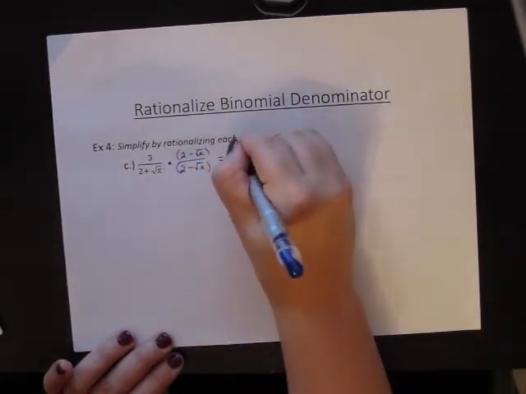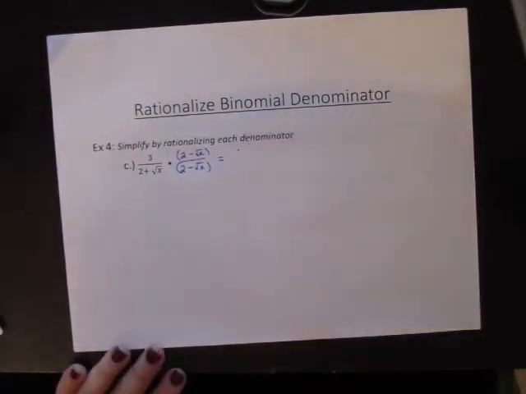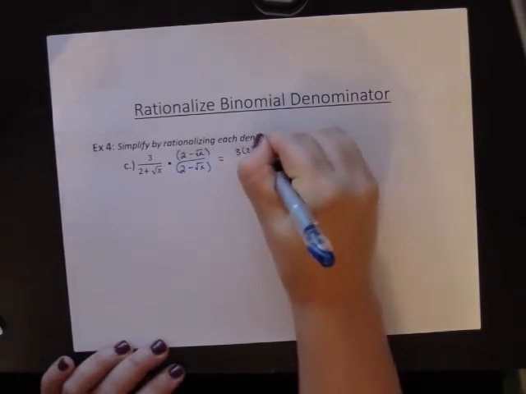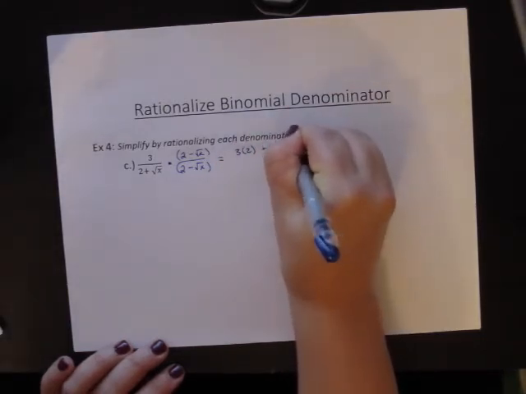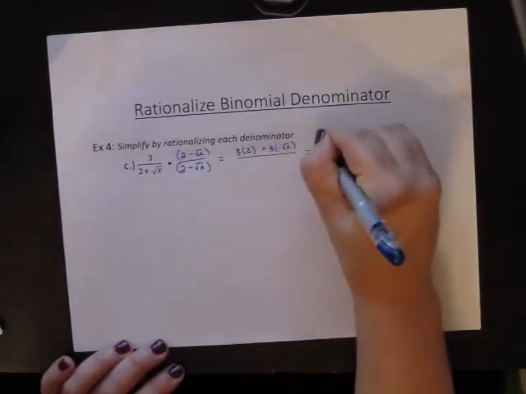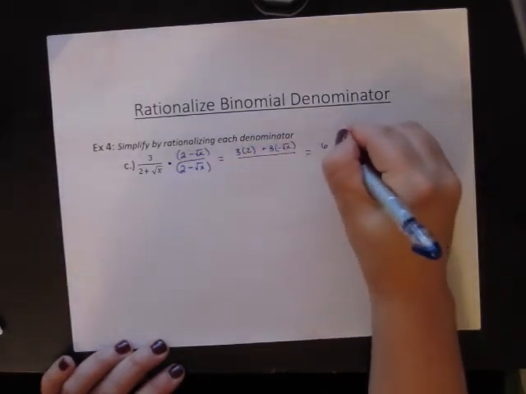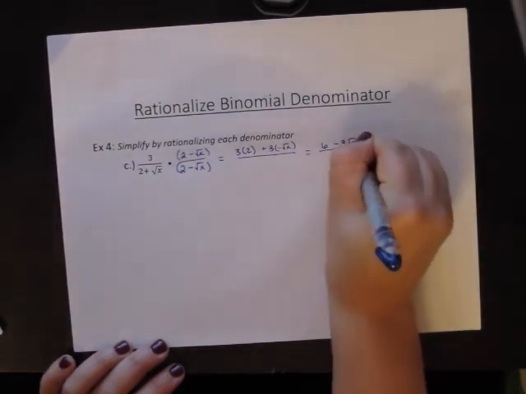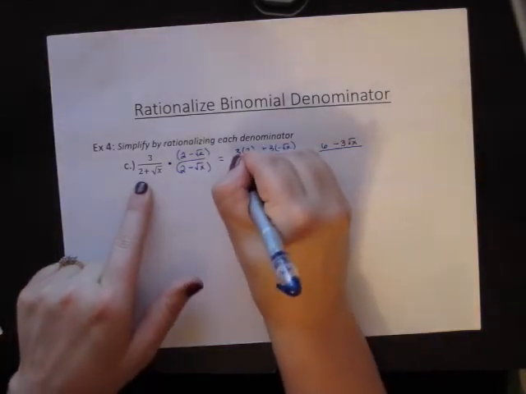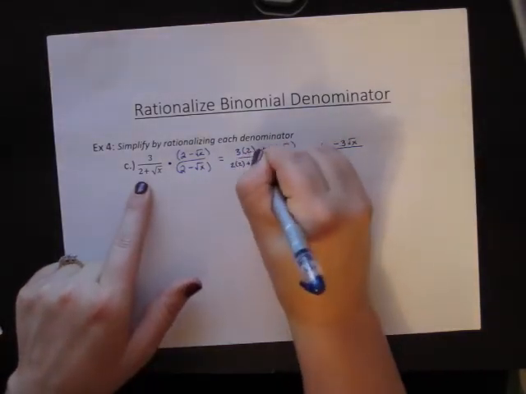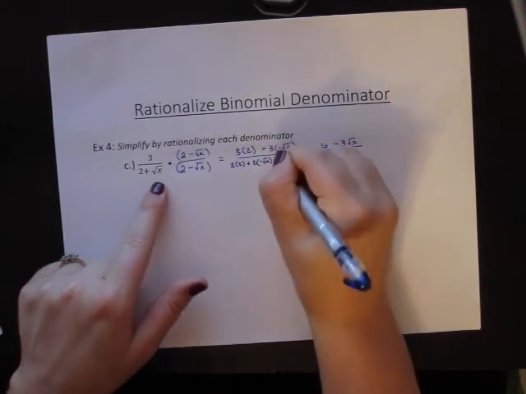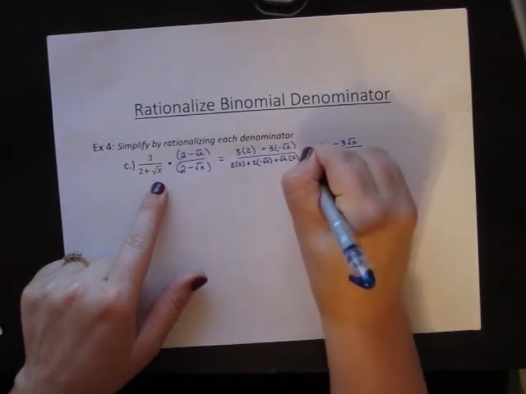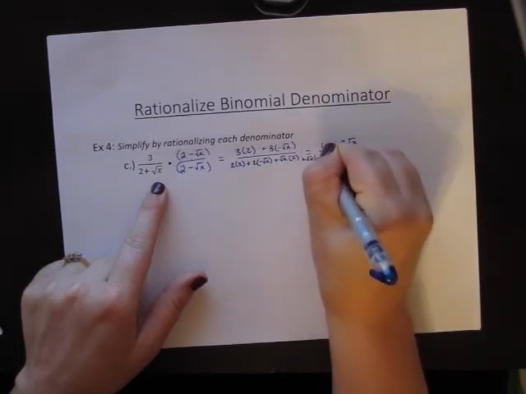So we'd go 3 times 2 plus 3 times negative square root x, which would be 6 minus 3 square root x. Then we'd go 2 times 2 plus 2 times negative square root x plus the square root of x times 2 plus the square root of x times negative square root of x.